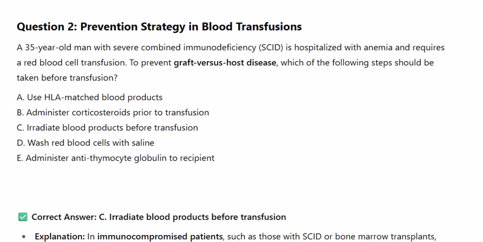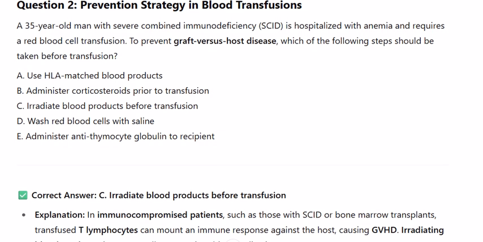Question 2. Prevention strategy and blood transfusions. A 35-year-old man with severe combined immunodeficiency (SCID) is hospitalized with anemia and requires a red blood cell transfusion. To prevent graft versus host disease, which of the following steps should be taken before transfusion?